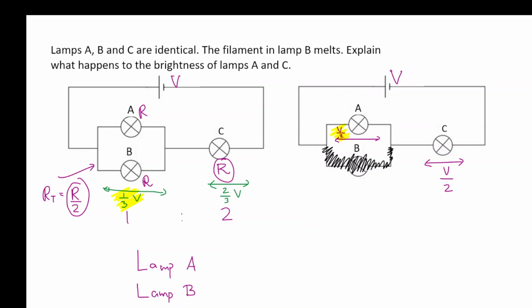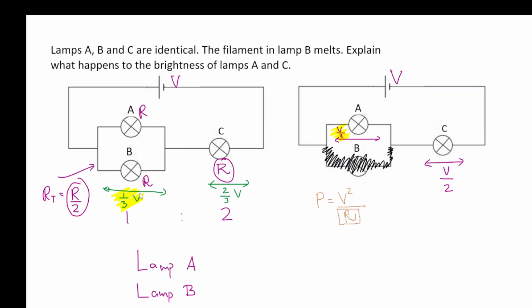Now remember, power is equal to V squared over R. All of these bulbs have the same resistance, so R is a constant. So the power is directly proportional to V squared. So whatever happens to the voltage is what you see in power.